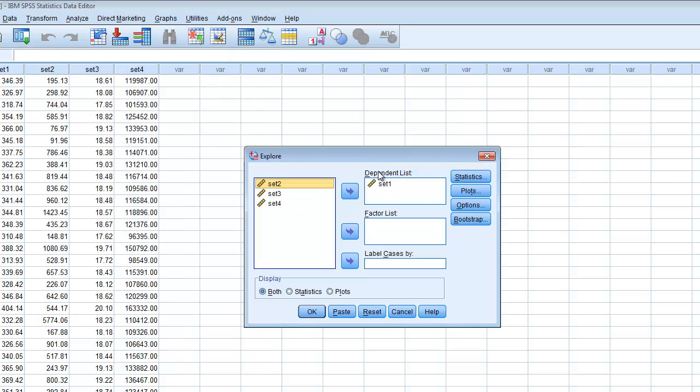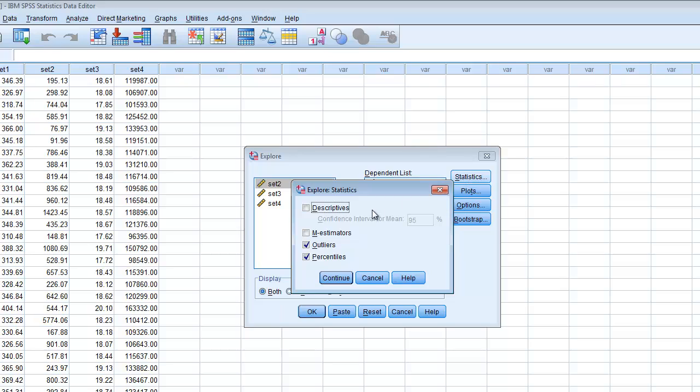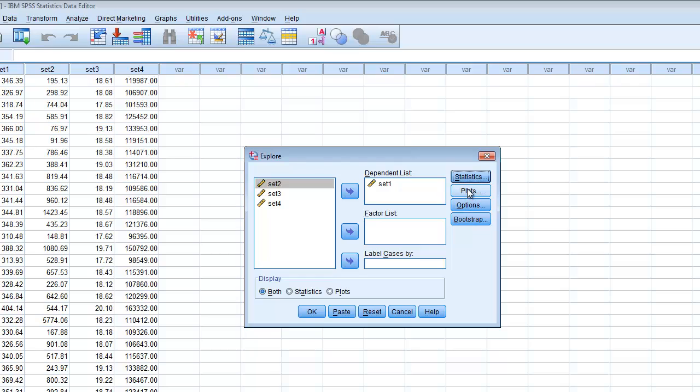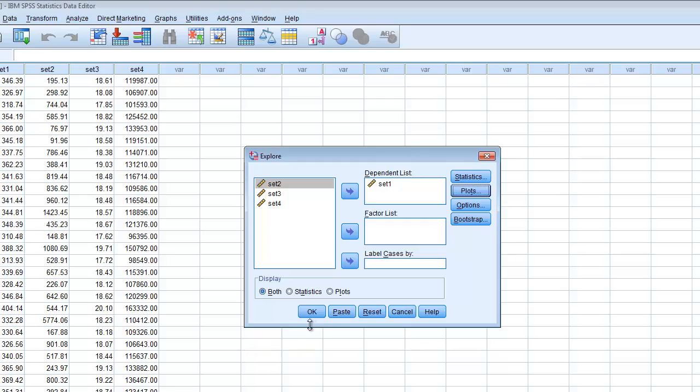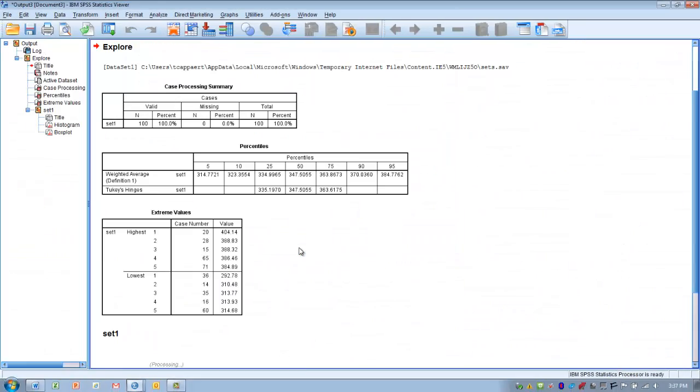And so we're going to use data set number 1, so we want to make sure that that data is entered in the dependent list box. We want to go to the Statistics option, and we want to choose Outliers and Percentiles because we're going to use percentiles to help us determine our boundaries, and then we'll use the Outliers function to determine if there actually are any outliers. We also want to go to the Plots option, and we just want to see a histogram of this data so we can get a picture idea of what this distribution looks like. Okay, click Continue, and then we click OK.